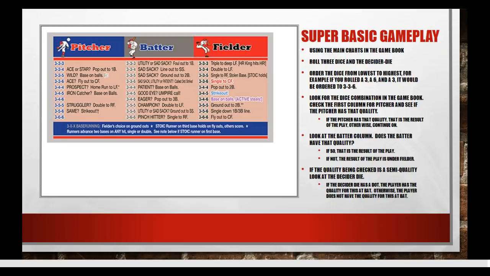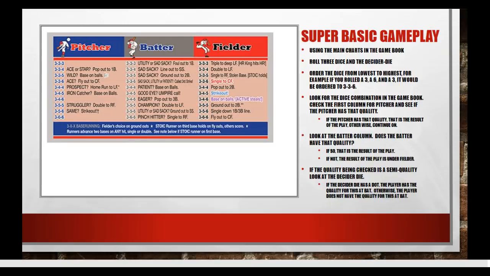You're going to look for that dice combination in the game book. You're going to check that first column for the pitcher and see if that pitcher has that quality. So, for example, we have 3, 3, 6, right? And in 3, 3, 6, we are asking, is the pitcher an ace? If so, it's a fly out to center field.